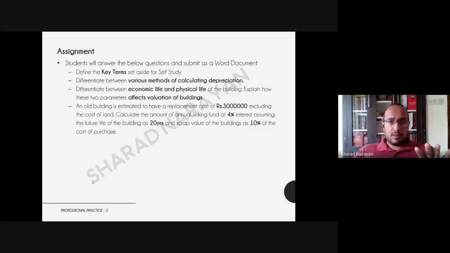Okay, we have a simple problem over here. You have an old building which has a replacement cost of 30 lakhs, excluding the cost of land. You're given a rate of interest. You're given 20 years over here as the future life. So, as a part of this problem, the sinking fund is calculated for 20 years. All right. And scrap value we have already agreed upon as 10% of the cost of purchase. All right. So if you guys have difficulty in solving this problem, please get in touch with Dominic sir or I, and we will be able to clarify your doubts.